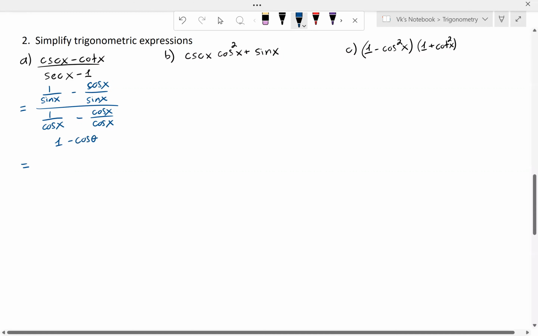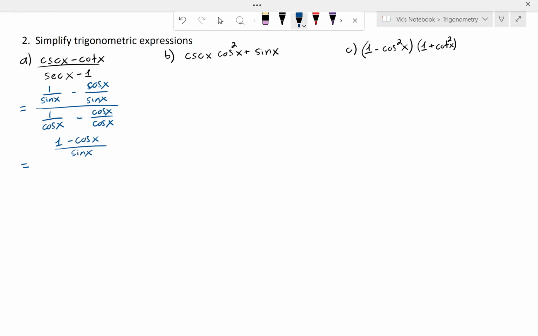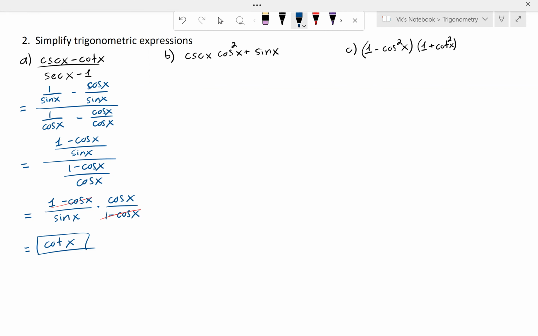1 minus cosine over sine, divided by 1 minus cosine over cosine, and then use the property of division. 1 minus cosine over sine multiplied by the flip of the second fraction, cosine over 1 minus cosine. Look at that, the 1 minus cosine cancels out. We have cosine over sine, which is cotangent. Very nice.